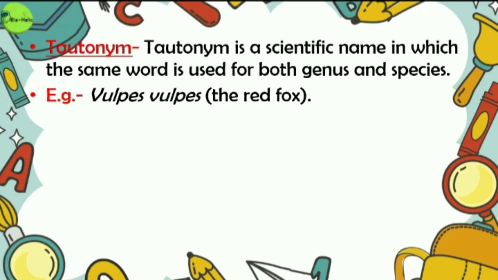Next, here are some important terms regarding binomial nomenclature. So the first one is tautonym. So the tautonym is a scientific name in which the same word is used for both genus and species. Example: Vulpes vulpes, the scientific name of the red fox.